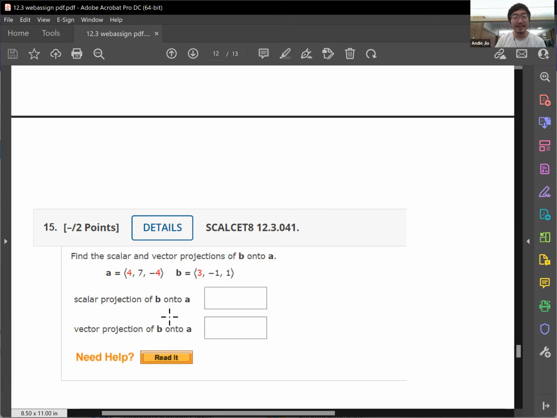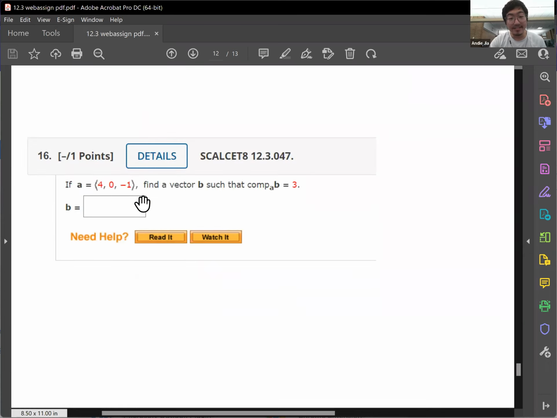The main difference is that these are two different things. They look the same, but they're not, so just be careful when you're trying to do those things. Same for number 16, just manipulating the equation and finding the appropriate vectors that you want.